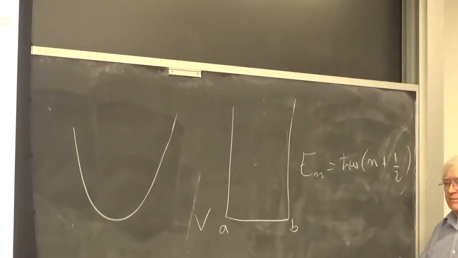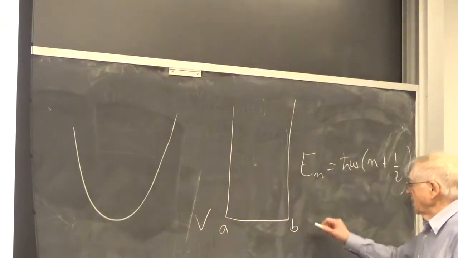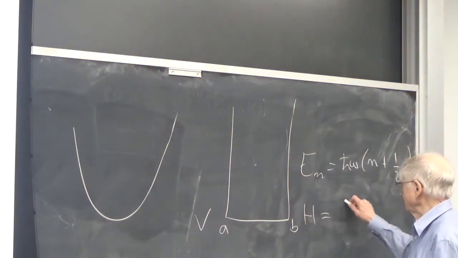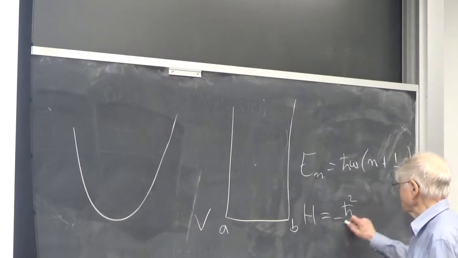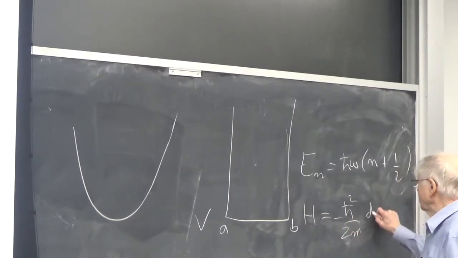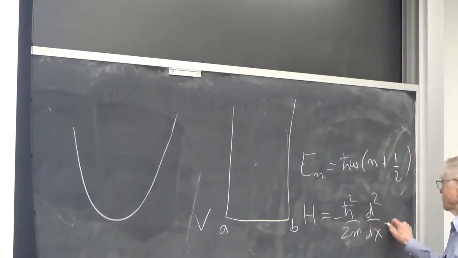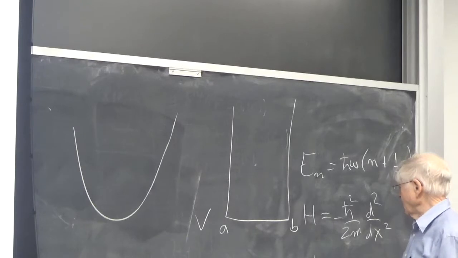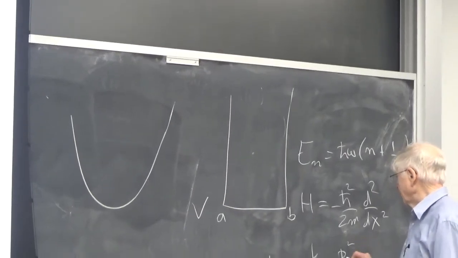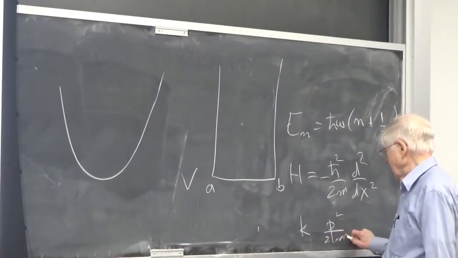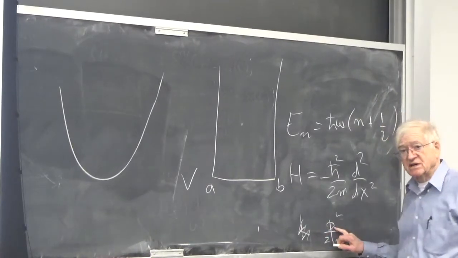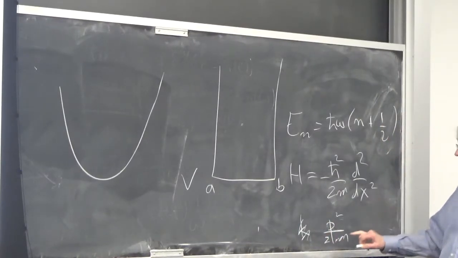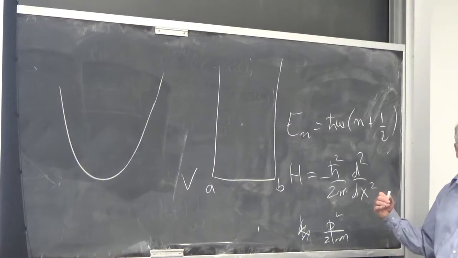For the simple Hamiltonian of minus h bar squared over 2m d2 dx squared, so we're just talking about p squared, the eigenvalues are just p squared over 2m. And these are continuous eigenvalues. As p goes to infinity, the eigenvalue goes to infinity.